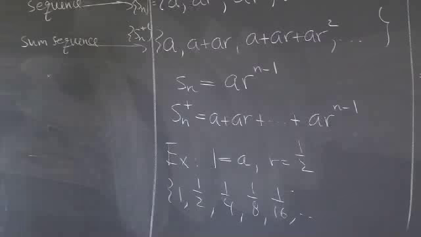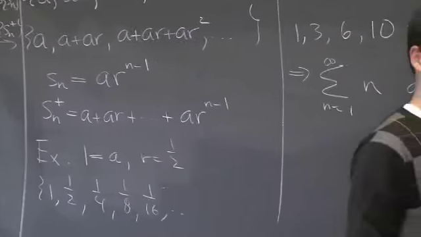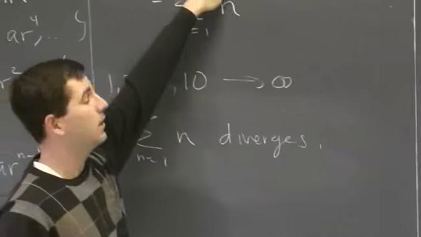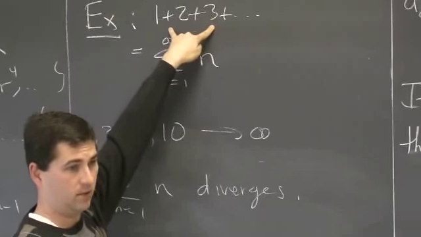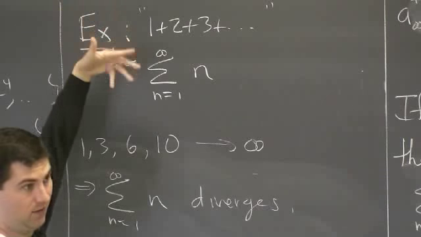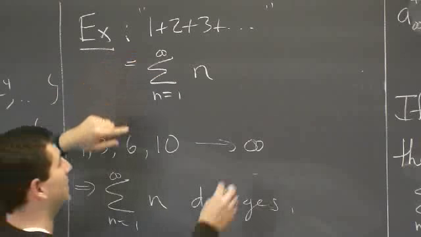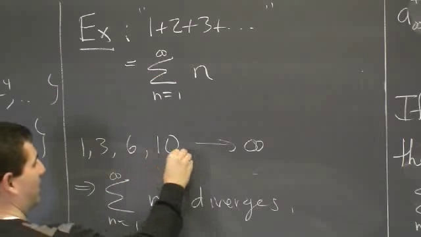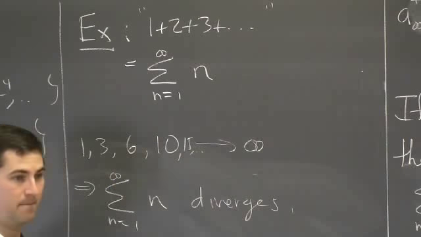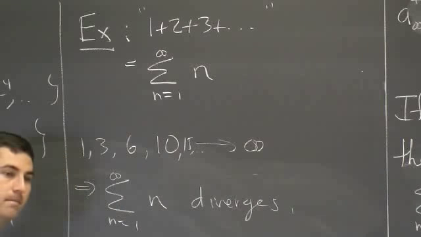Is it true that it's always going to have a limit? No, because for instance, it could diverge. Here, for instance, this was a series, and you could view it as a sum sequence. The end of the sum sequence is when you add them all up. What would be the limit of this sequence? 1, 3, 6, 10, 15. It doesn't have one. It goes to infinity. There's not a real number limit.